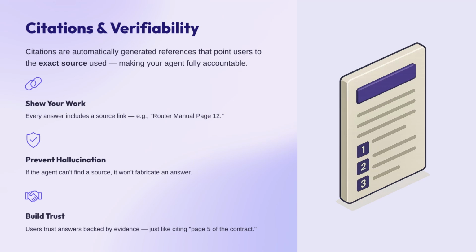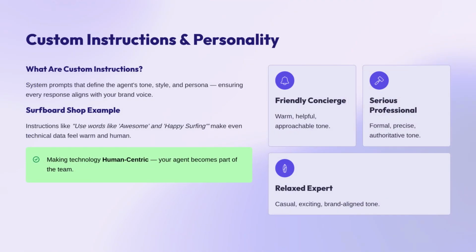So, now that we have mastered how to make our agent prove its answers with real evidence, you might be wondering what happens when you have a specific way you want the agent to speak, like being very formal or very funny. Well, that brings us right into our next step, which is customizing the AI's instructions and personality. Let's dive into custom instructions. The formal definition describes these as system prompts or guiding rules that define the tone, style, and persona of the agent, ensuring that every generated answer aligns with the company's brand voice and communication standards.